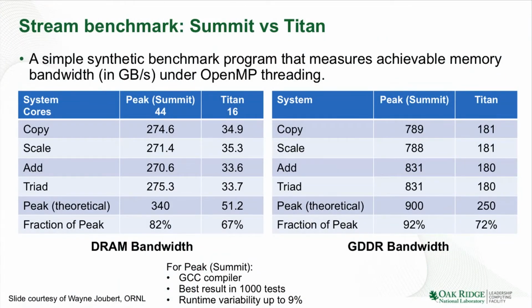For these tests on Summit, they were actually done on Peak, which is 1 rack of Summit, a test system. These were the best results in 1,000 tests. There is variability, so don't expect that you'll always get these type of numbers, but that variability is up to about 9%.